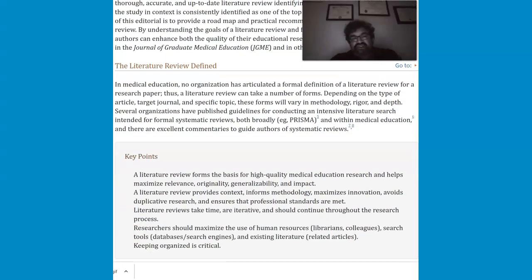In medical education, no organization has articulated a formal definition of a literature review. But there are some key points that help to formulate it. The literature review is the basis for high-quality medical education research and helps maximize relevance, originality, generalizability, and impact. It provides context, informs methodology, maximizes innovation, and avoids duplicative research. So if somebody has already done the research, you shouldn't do it again.